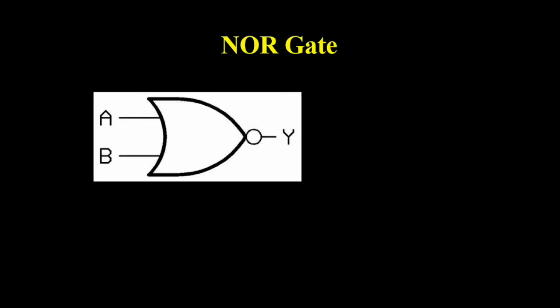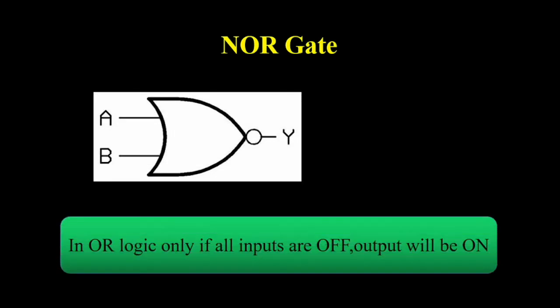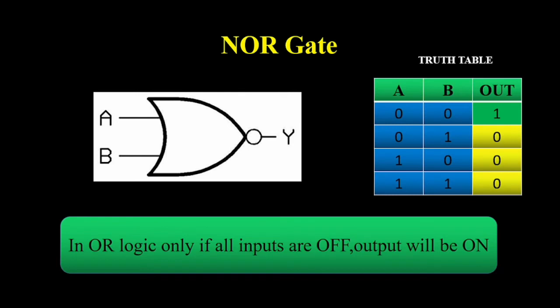This is the symbol of the NOR gate. In NOR logic, if all the inputs are off, the output will be on. Now let us see its truth table for an easy understanding. Consider we have two inputs and an output. If the two inputs are 0 and 0, the output will be 1.